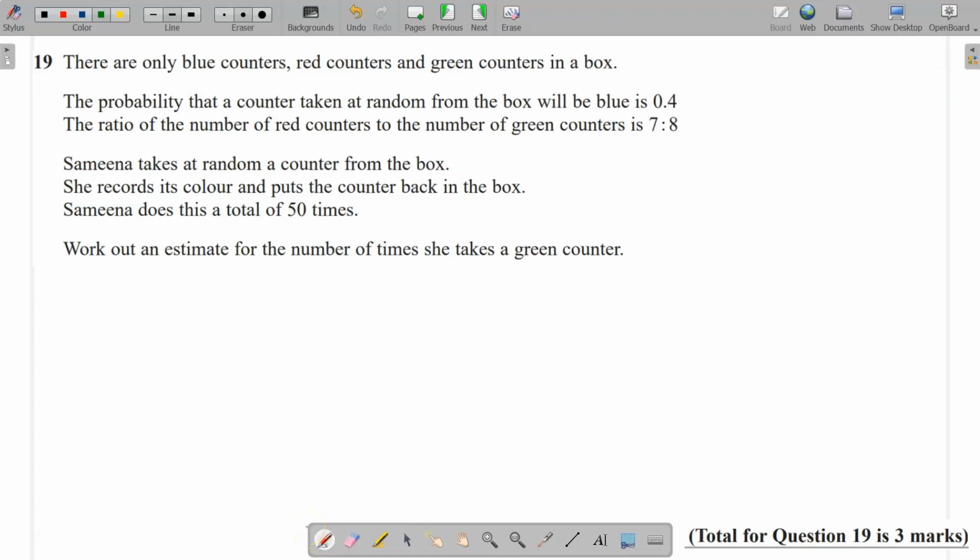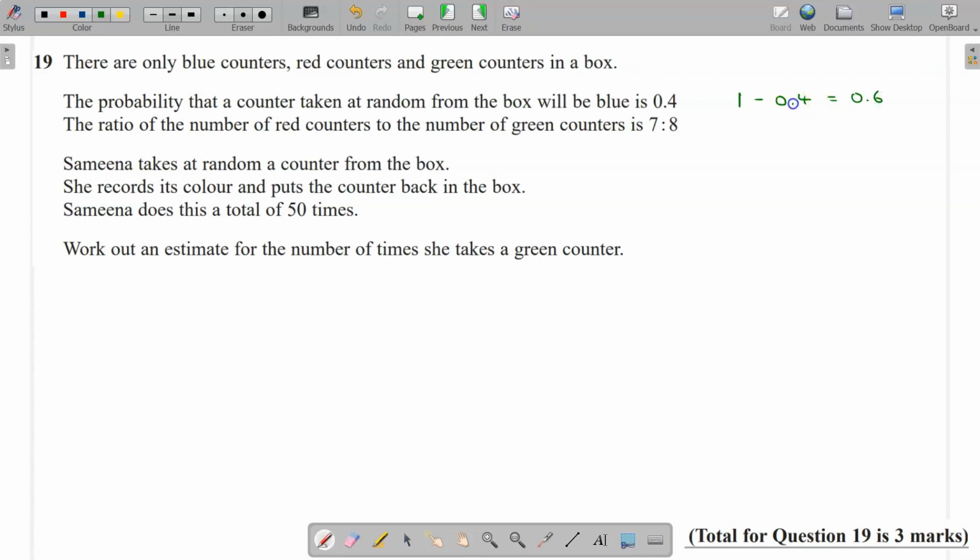Okay, this is a question about probability and ratio, and we just need a systematic approach to solving it. We've got blue, red and green counters in a box. The probability that it'll be blue is 0.4. That means the probability it'll be red or green will be 0.6, because 1 minus 0.4 equals 0.6.